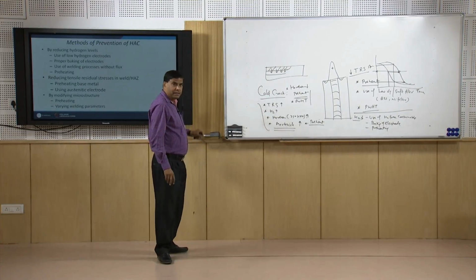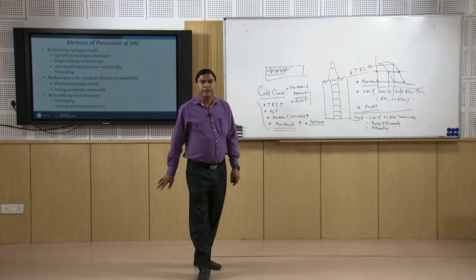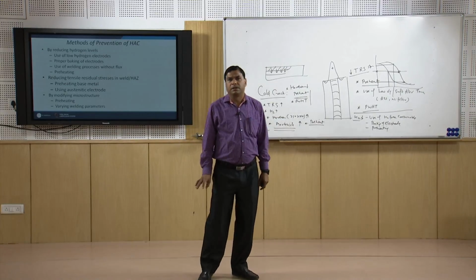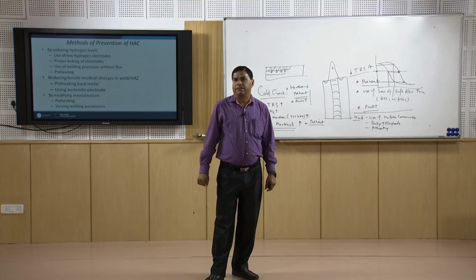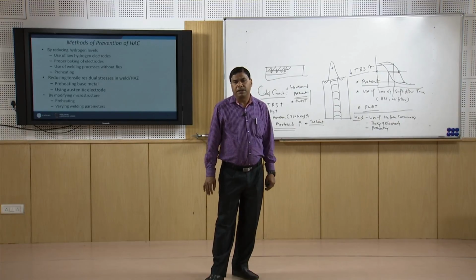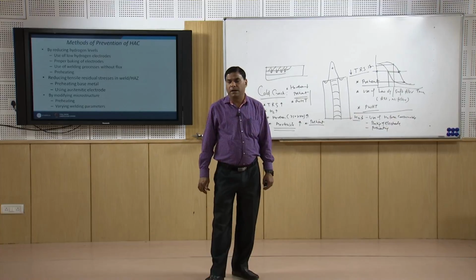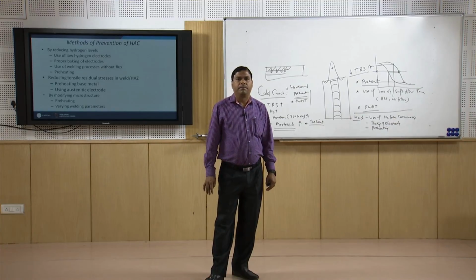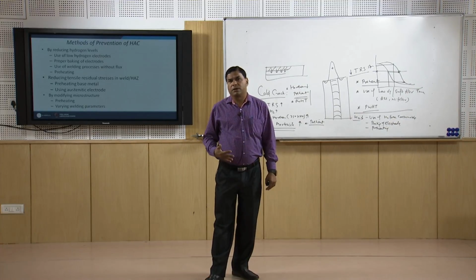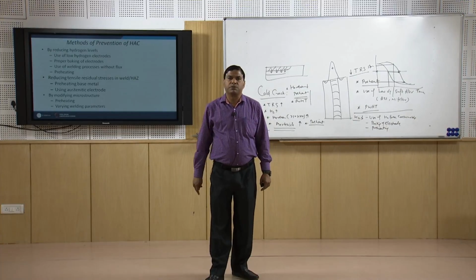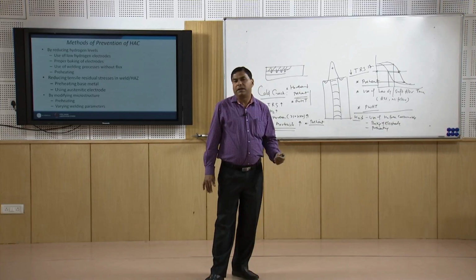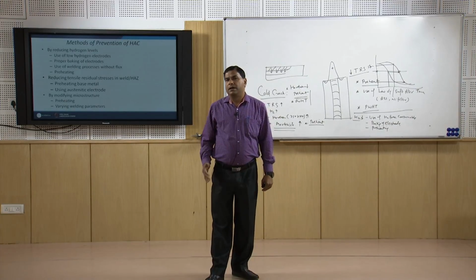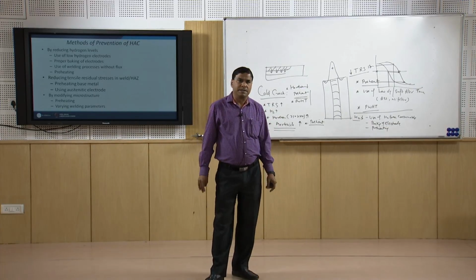So now I will summarize this presentation. In this presentation I have talked about the two types of cracks which are observed in the heat affected zone. One was the lamellar tearing and another was the heat affected cold cracking, and I have also talked about the different methods which can be used for reducing the lamellar tearing tendency as well as reducing the cold cracking tendency.